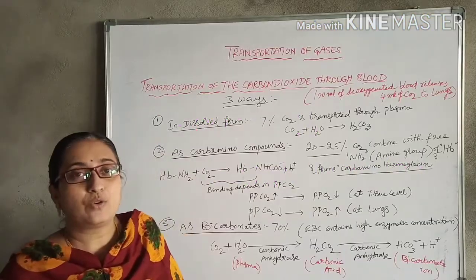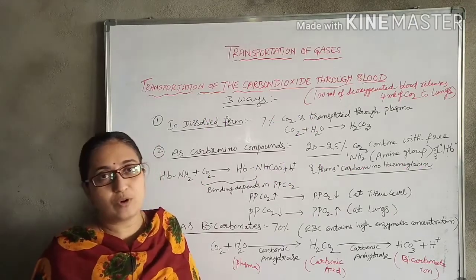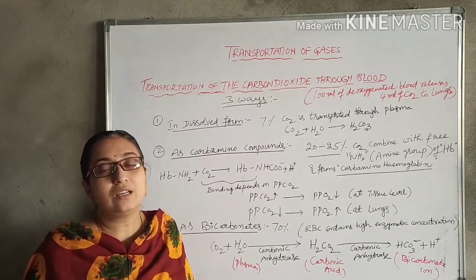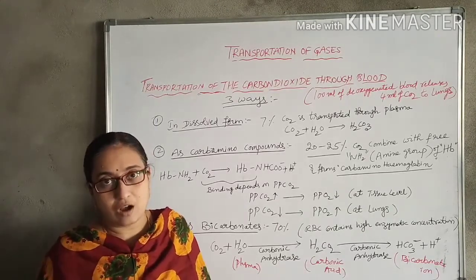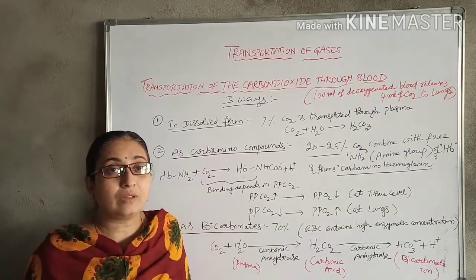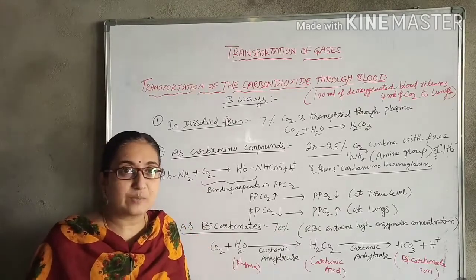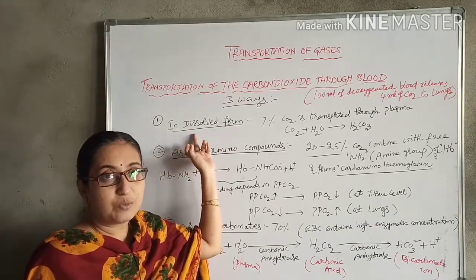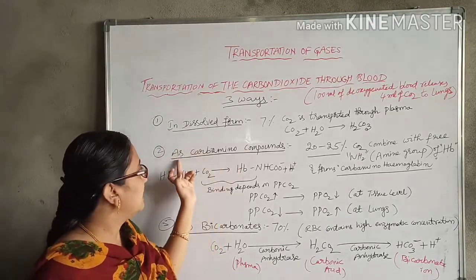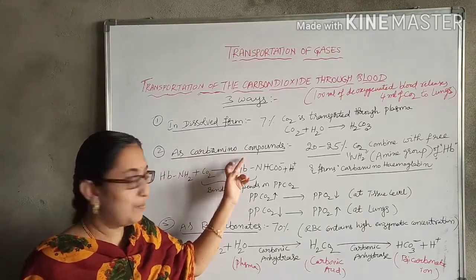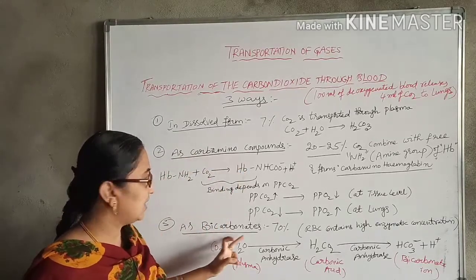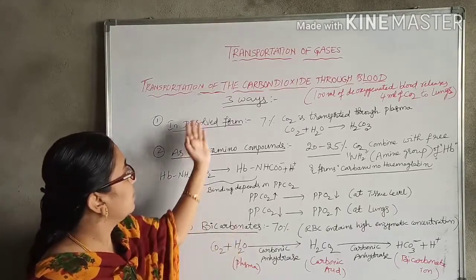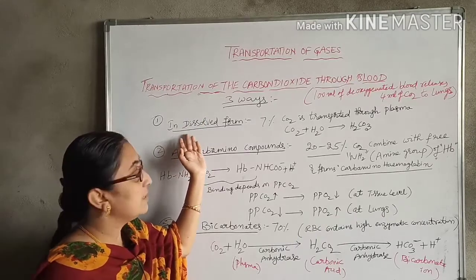Hello children, today in this class I am going to explain how carbon dioxide is transported in the body of organisms. The transportation of carbon dioxide takes place in 3 steps. The first is in the dissolved form, the second is as a carbamino compound, and the third is as a bicarbonate ion. So, the first one, in the dissolved form.